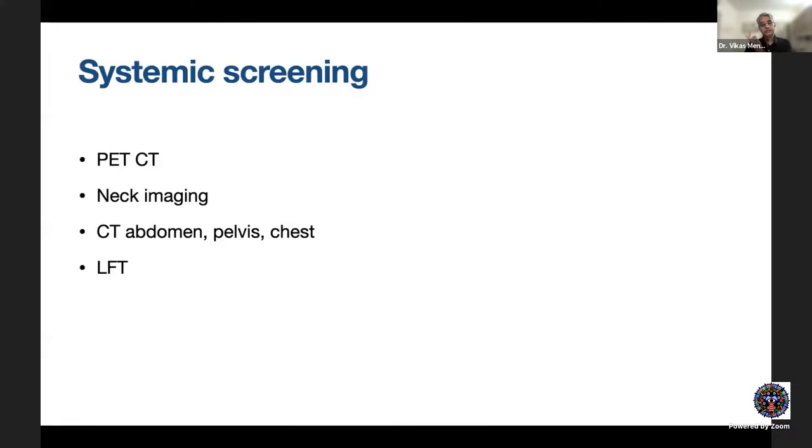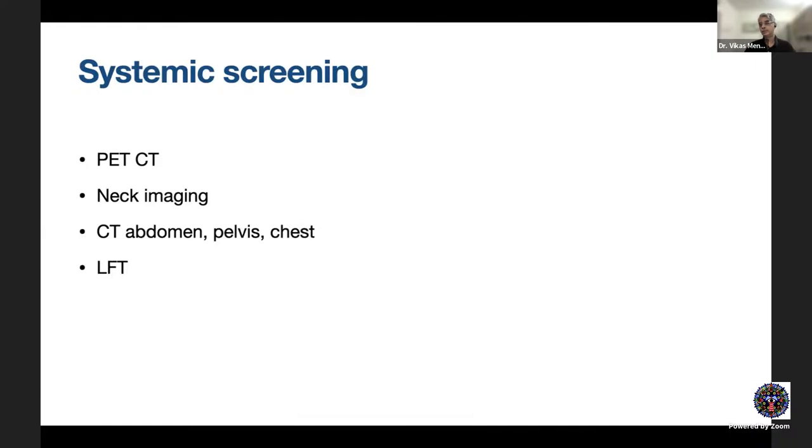Systemic screening should be done as a baseline. PET CT is the preferred one. At least if PET CT is not available or not affordable, some neck imaging, preferably MRI of the neck, or if that also is not possible for a patient, then CT of the neck at least should be done to look for neck lymph nodes. We'll talk about lymph nodes subsequently. And then for systemic involvement, you should do CT abdomen, pelvis, and chest.